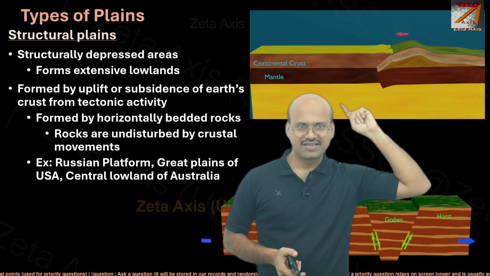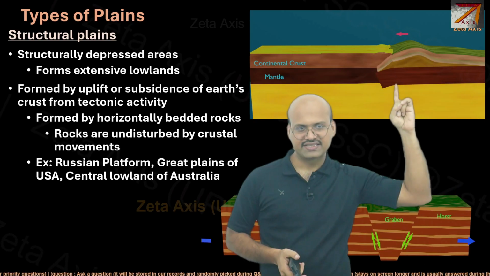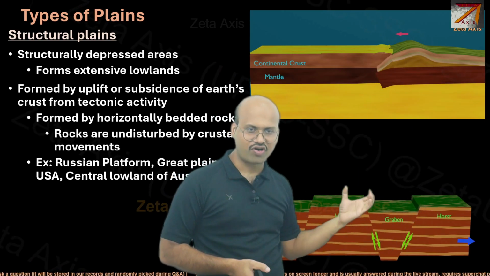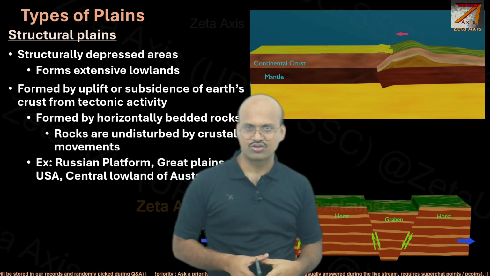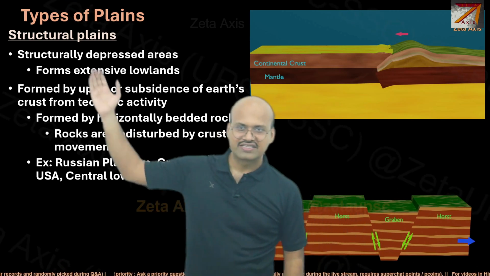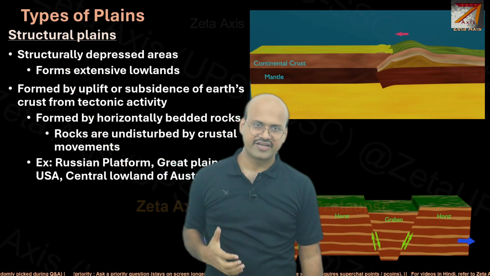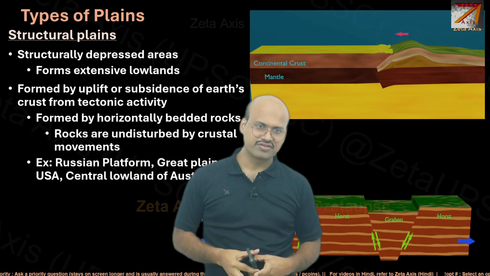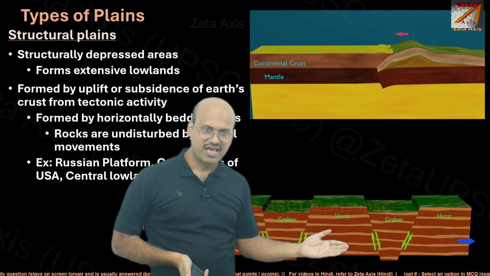So even folding can create plain regions, while block mountains, that is faulting, can also create plain regions. These kinds of plain regions are called structural plains because they have been created due to faulting or folding. Formed by horizontally bedded rocks. Because they are moved up and down.